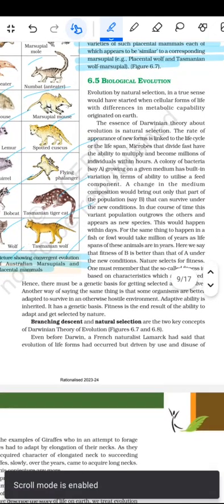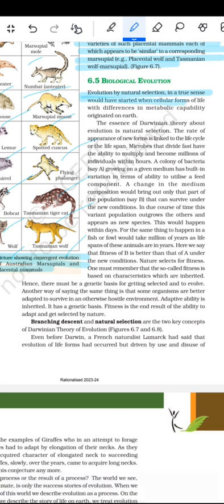फिर आता है बायोलॉजिकल इवोल्यूशन. तो कहता है कि इवोल्यूशन बाय नेचुरल सिलेक्शन इन ट्रू सेंस would have started when the cellular forms of life with difference in the metabolic capability originated on the earth.